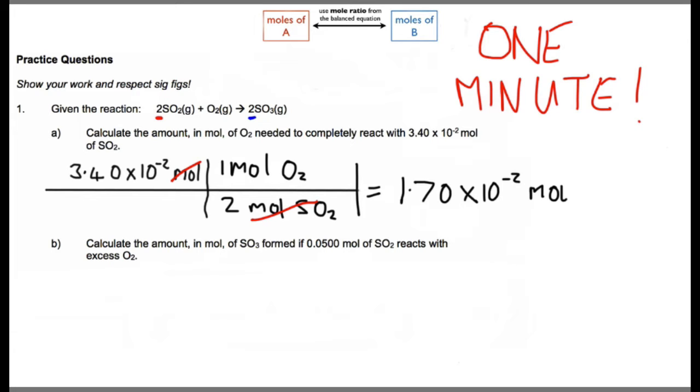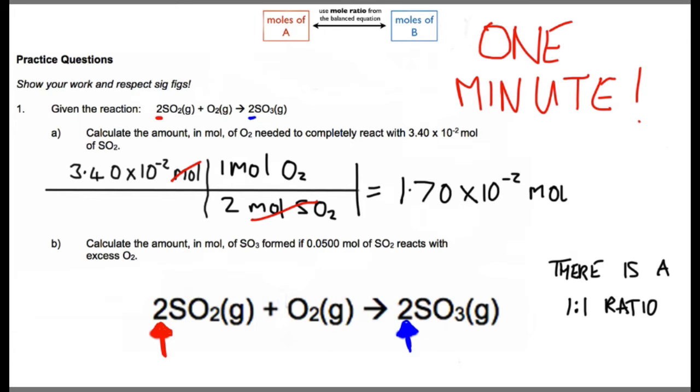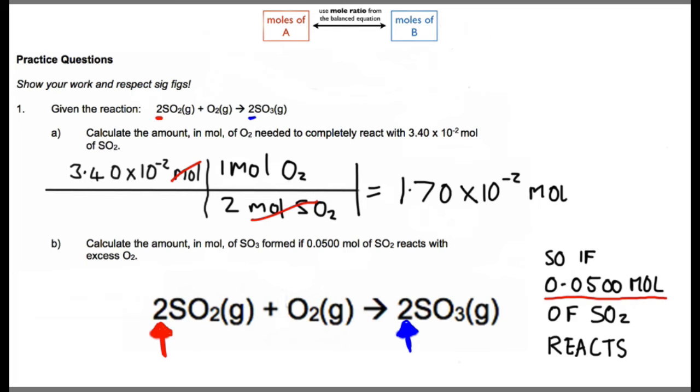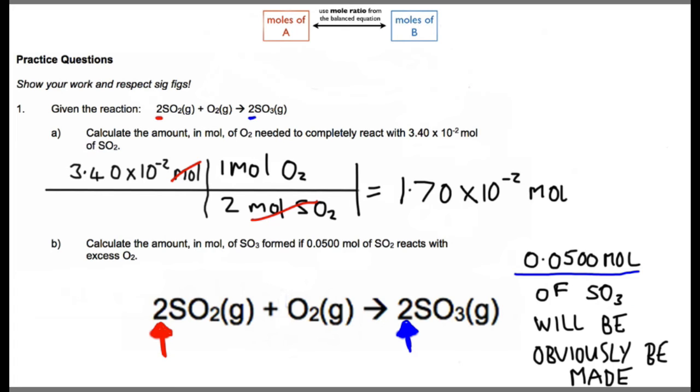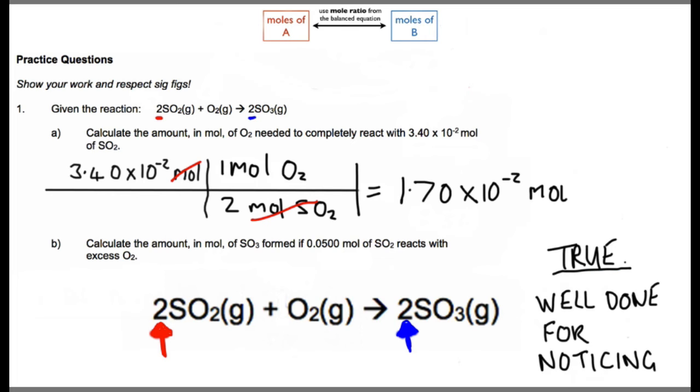Obviously we should wait just 1 minute. You can see straight away that it's 2 to 2, and so there is a 1-to-1 ratio, so you don't really need to go through the whole process of a calculation here, because if you've got 0.05 moles of SO2 reacting, you're going to get 0.05 moles of SO3 being made because of the 1-to-1 ratio. And well done for noticing that.